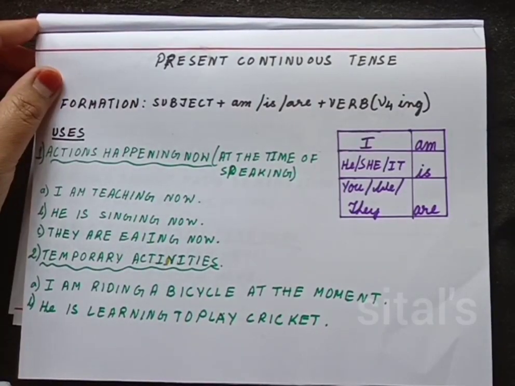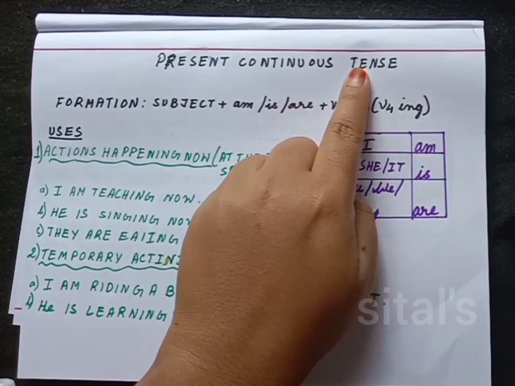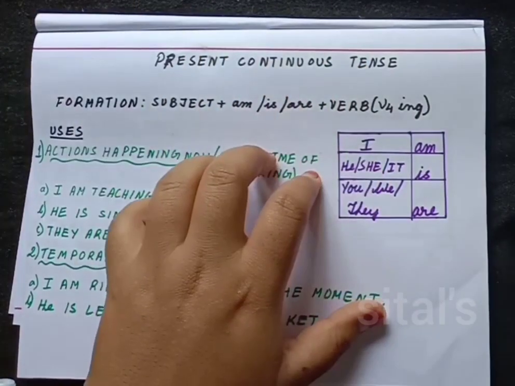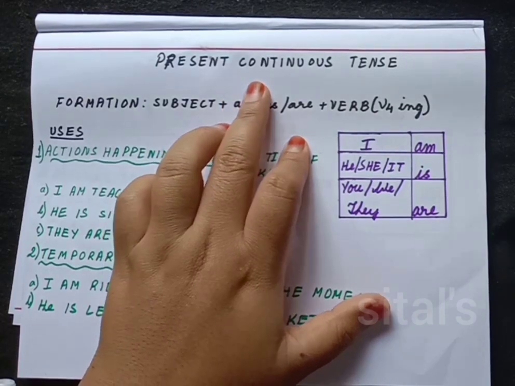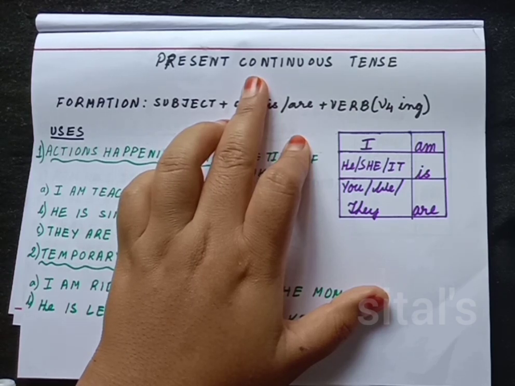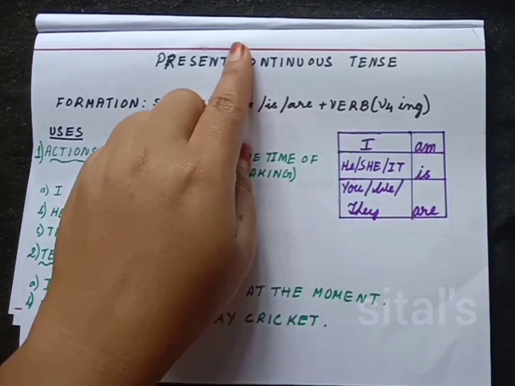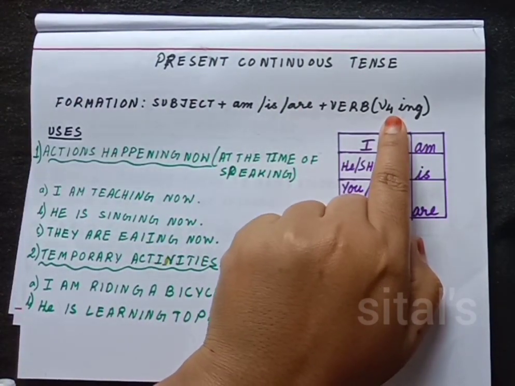The second aspect of present tense is present continuous tense. Okay, so here I would like to tell you something. Whenever you see the word continuous, it can be present continuous, past continuous, future continuous, present perfect continuous, past perfect continuous, or future perfect continuous. So whenever you see continuous, you have to use the fourth form of verb, the ing form of verb.